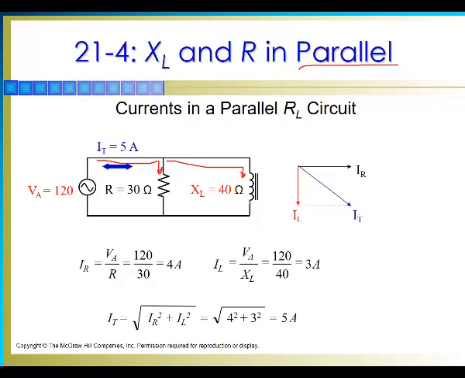However, remember that these currents are 90 degrees out of phase. So this is the current for the resistor, and remember that the current is lagging the voltage. The current on the resistor is always in phase with the voltage. So that means the current on the inductor lags the current on the resistor, right?